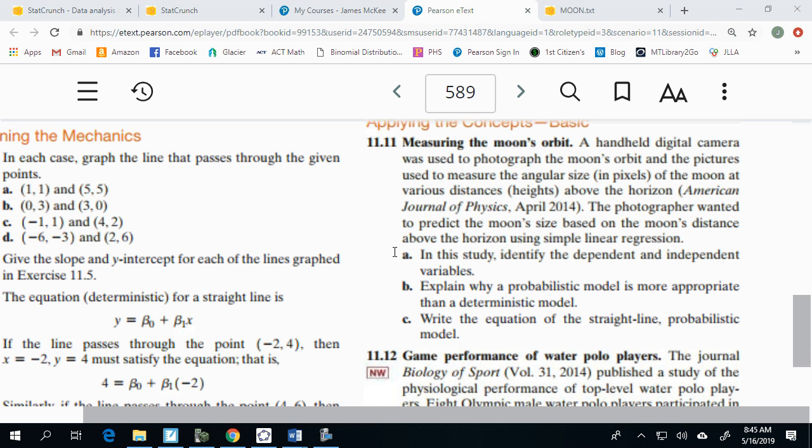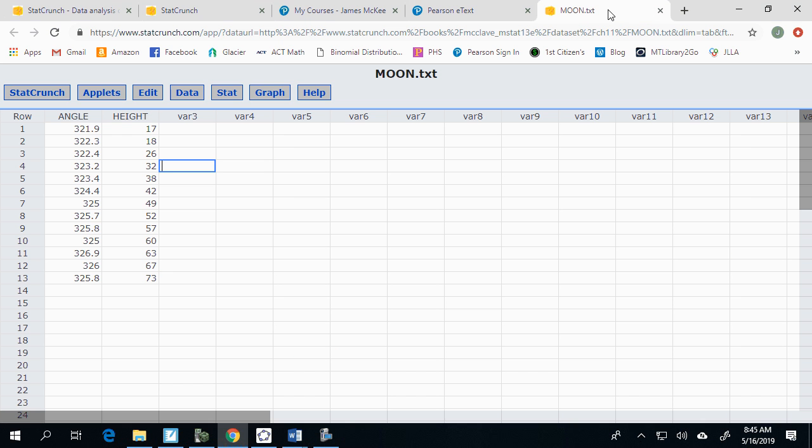All right? So here's our data for this study. So the angle in pixels. Okay? So they're taking a picture of the moon with a digital camera at various heights and using that digital image and measuring how tall the moon is in pixels. And correlating it with this. All right, so when I go to do a linear regression, I figured out which one's supposed to be my dependent and independent variables. What do I need to do next?